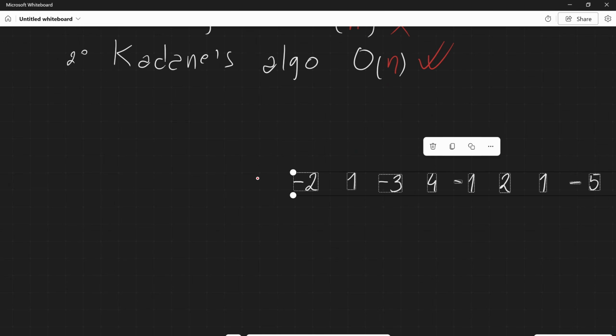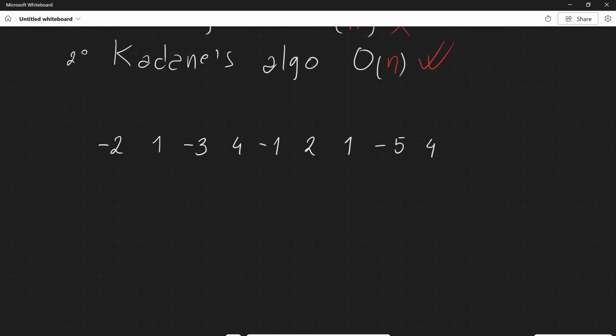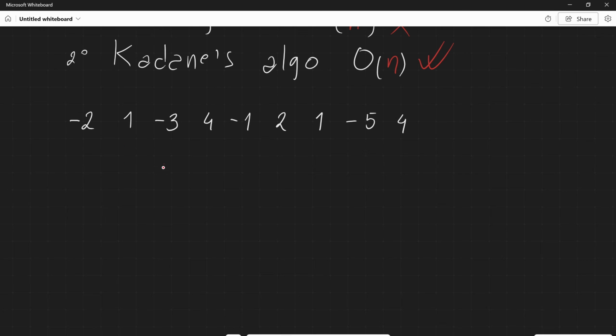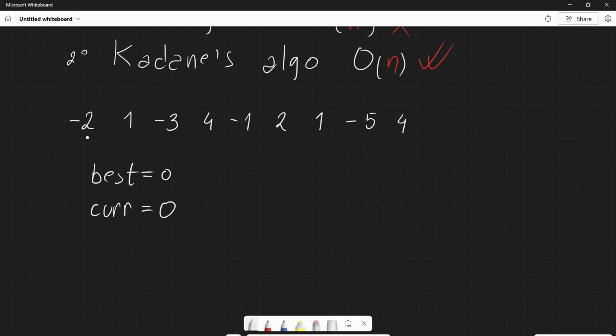Let's put the same array here to show you how Kadane's algorithm works. You're going to have two variables. One is maximum, or let's call it best, and the other one is current. We'll both set them to 0 at the beginning. Now, because we have -2, we don't want to put that in current because that's smaller than 0.